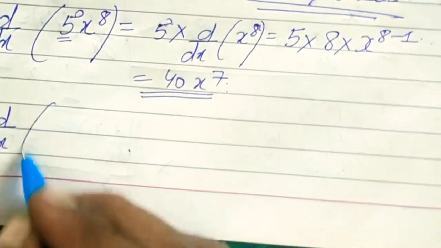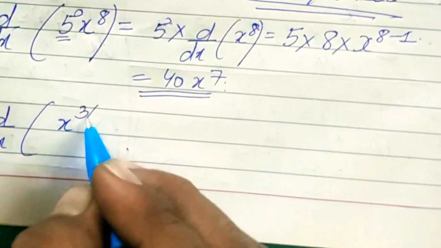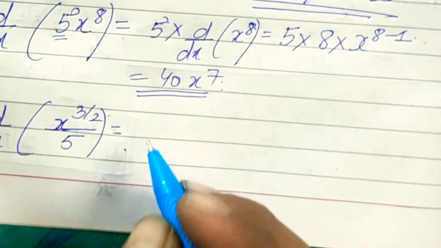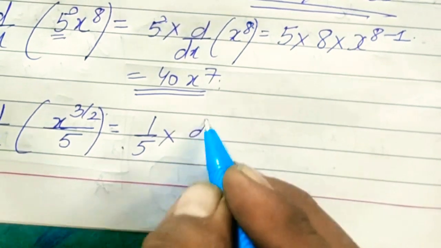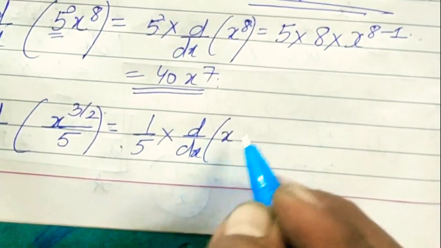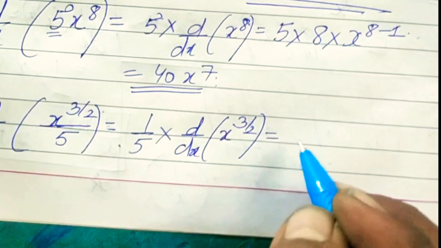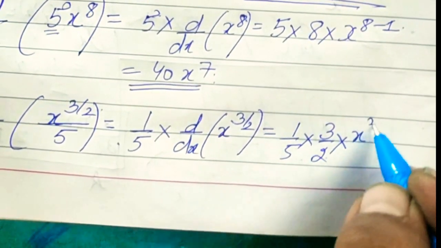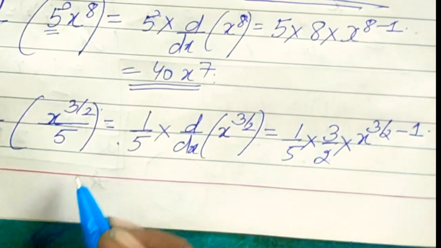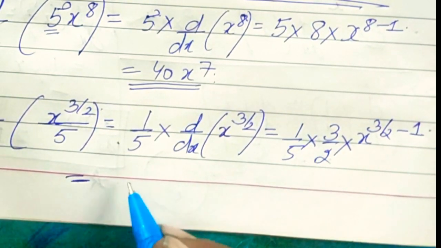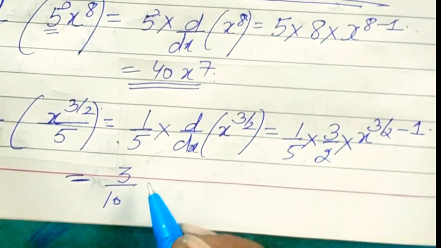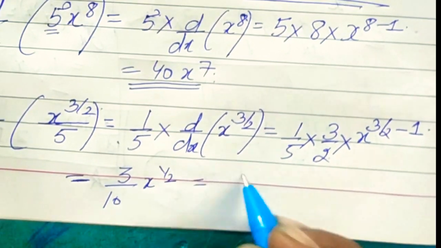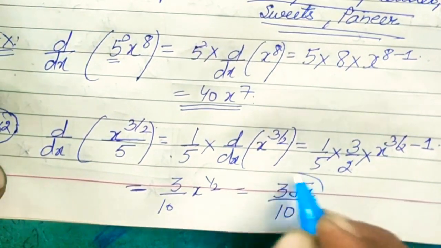Suppose we have to differentiate x to the power 3 by 2 upon 5. So 5 is also a constant. So we will take the constant outside and then we will differentiate x to the power 3 by 2. The formula says bring the power outside, and then subtract 1 from the power. So what will it become? It will become 3 upon 10 and x to the power half. Okay, 3 by 2 minus 1 is half. So we can write root x upon 10.